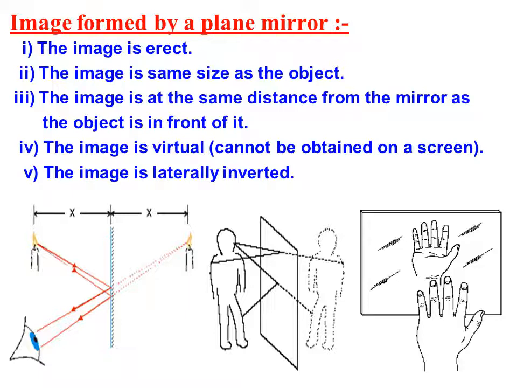Or if you place your palm there, you will see the finger which is on your right will appear in the image on the left, and so on. So you can say that the image formed by the plane mirror is laterally inverted, meaning opposite to you. Your left will appear on the right in the image, and your right portion will appear on the left of the image.